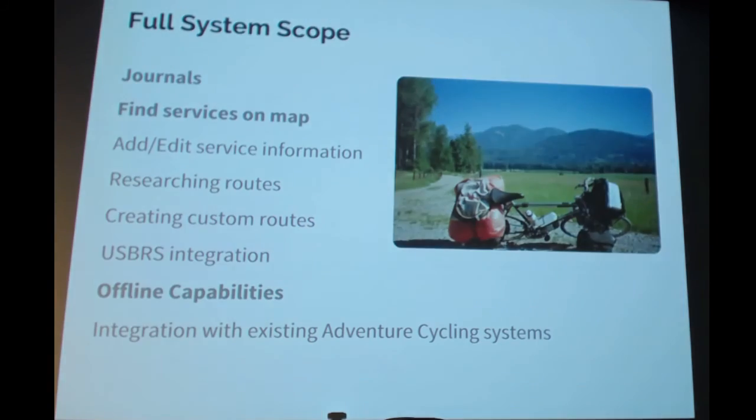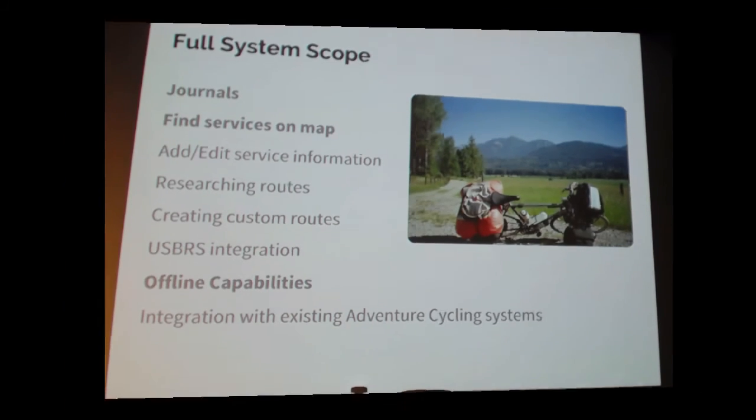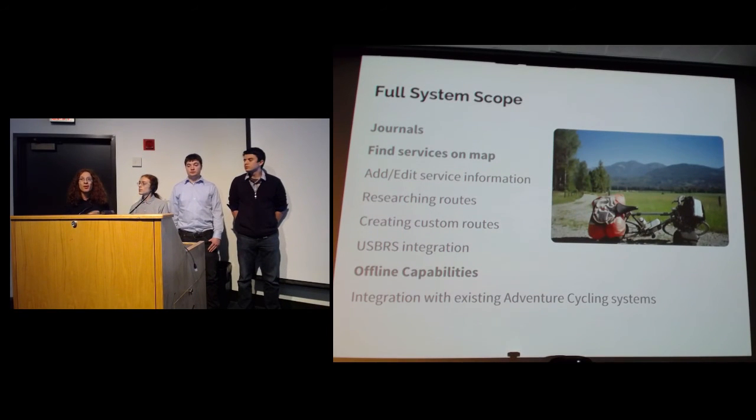Three of the things I'm going to talk about here, as far as what we considered strong contenders for architecturally significant requirements and really impactful on our scope, were first the journals or blogging component of the application, where users would be contributing and posting their own stories and where they've gone, where they've been. Second, the ability to find services on a map. Like mentioned before, it's very important to know what's going to be up along the road and where you can eat and sleep.